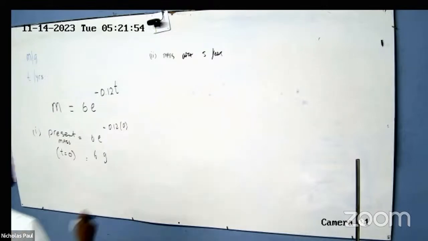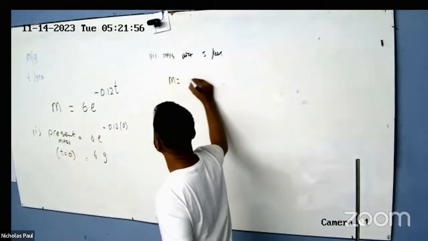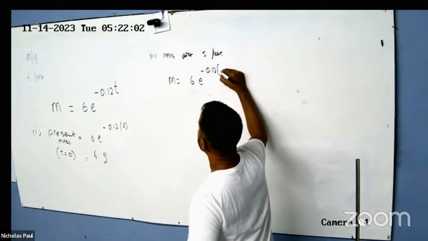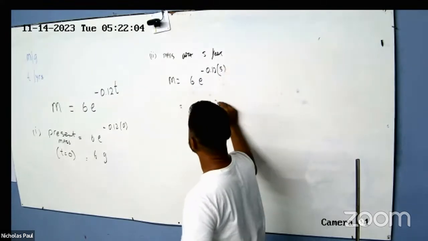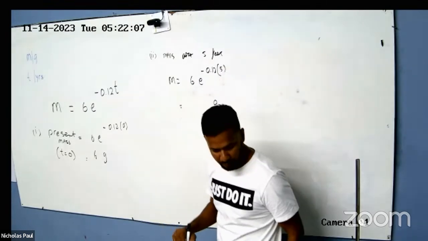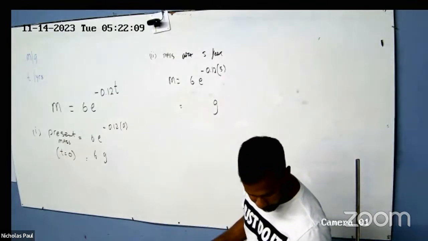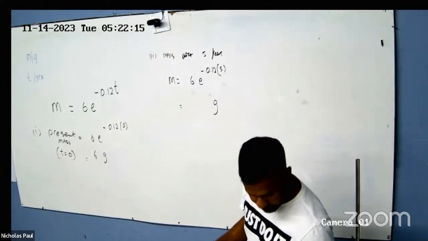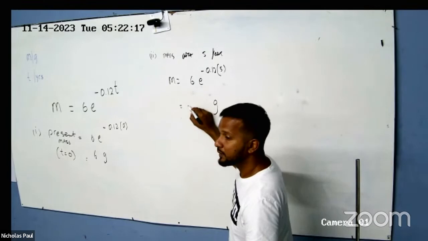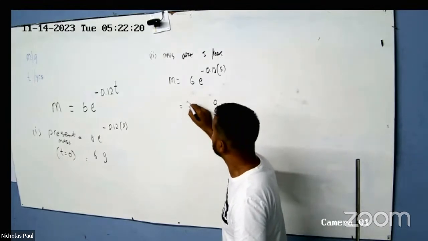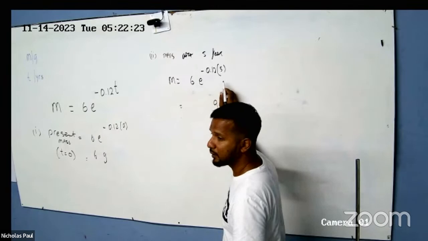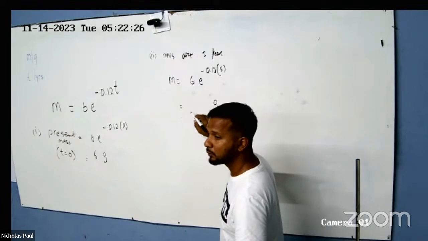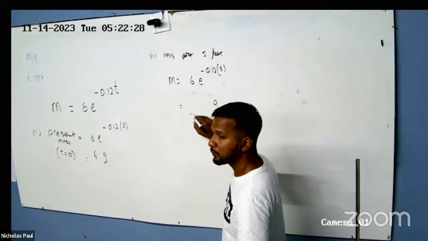So all we're doing is using the modeling equation. M is equal to 6e to the minus 0.12. Time is in years, so you put 5. That will be 6e to the minus 0.6. How much do you get in the end?